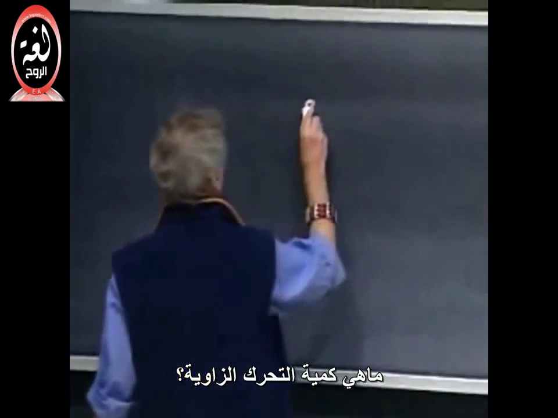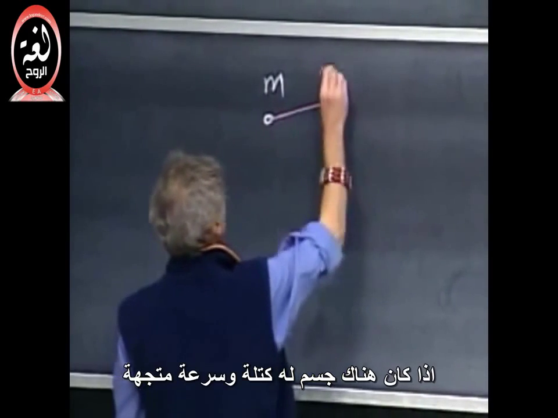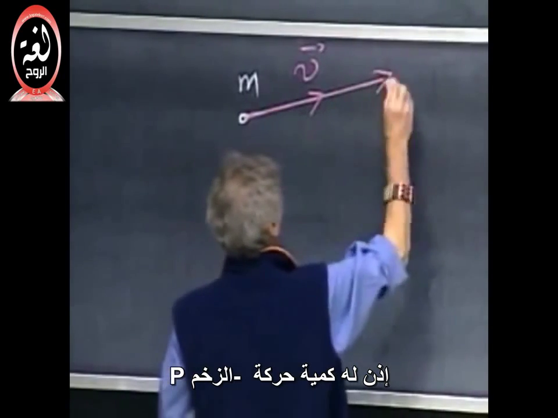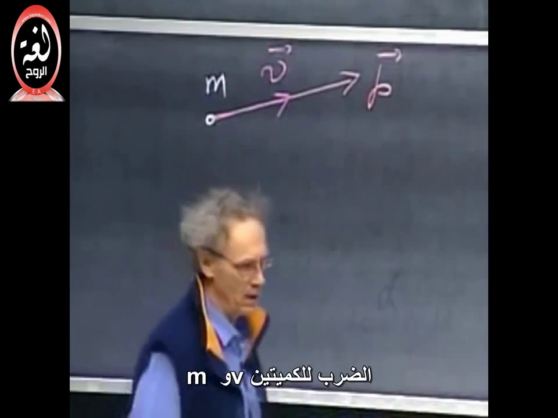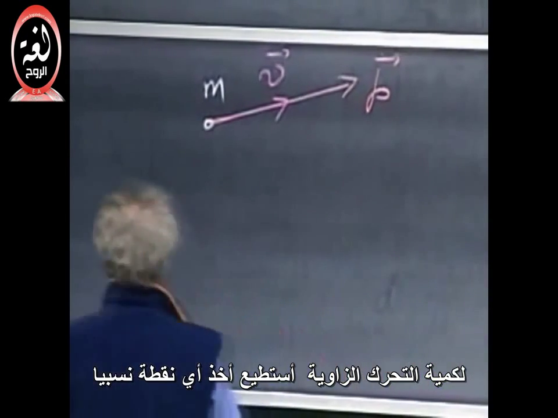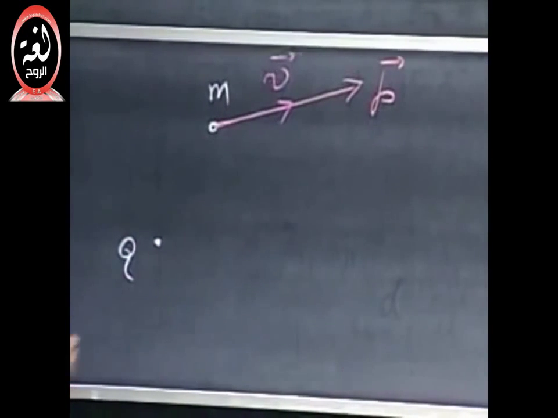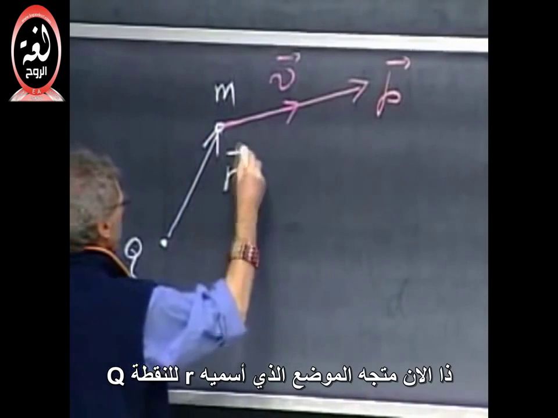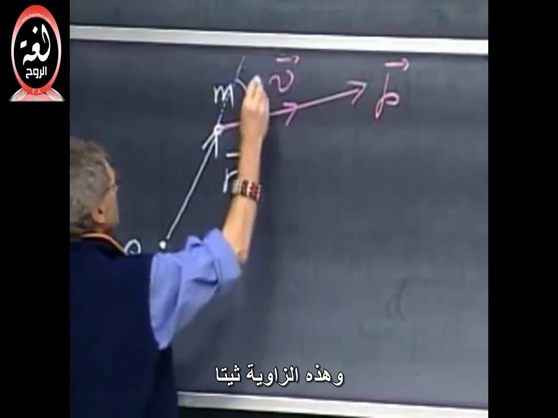What is angular momentum? If an object has a mass m and it has a velocity v, then clearly it has a momentum p. That's very well defined in your reference frame, the product of m and v. Angular momentum I can take relative to any point I choose. I choose this point q arbitrarily. This now is the position vector, which I call r of q. Let this angle be theta.